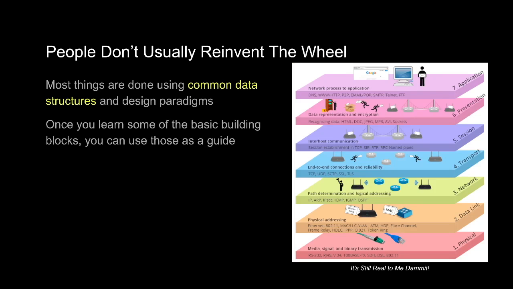And so another core fact here is that people typically don't reinvent the wheel when they're making a protocol. They'll use as many common data structures, design paradigms and pre-existing things as they can, just because it's a lot easier. So once you learn a lot of the basic building blocks that people do use, you can use them as a guide to understand protocols, even if you have no idea where they're coming from. And this is an example here with the OSI model. It's still out there. It does exist. There are protocols that use the entire OSI model stack. Yeah, I can get into some of that later.